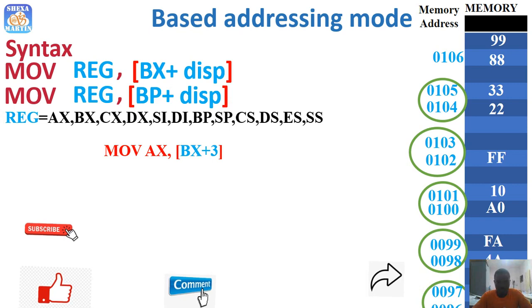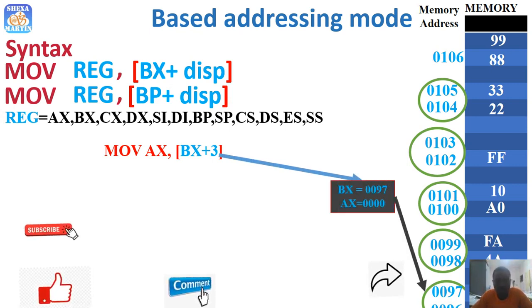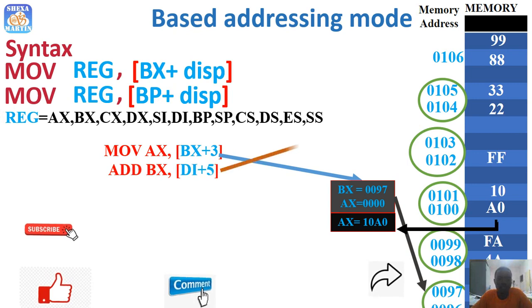And then here's an example, which is just the same as we did previously. We move 3 steps, but this time we are just using BX. Then we get our value into AX, which is our destination register. And then we have another instruction. It's just the same.